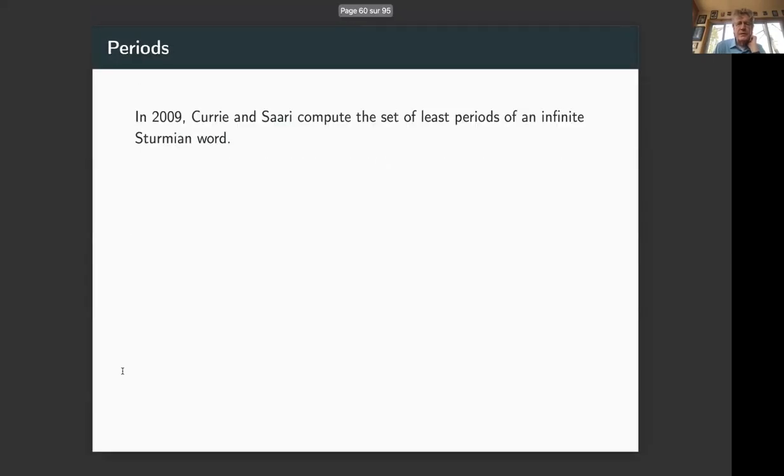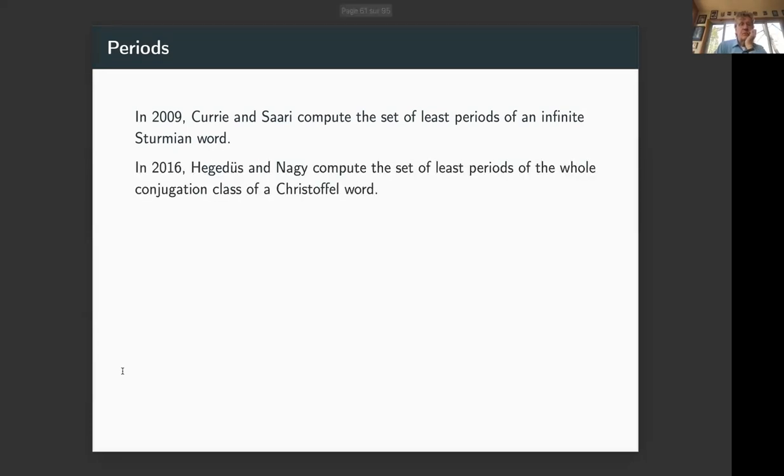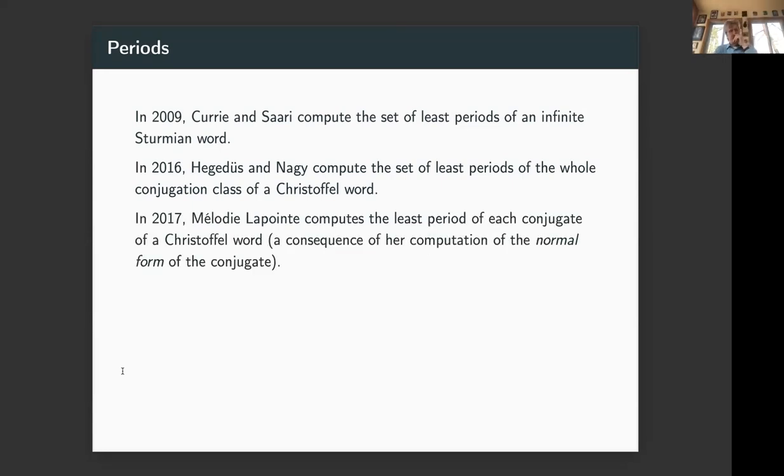Yes, borders have been studied. I recall several results regarding borders or periods. James Currie and Saari computed the set of least periods of an infinite Sturmian word. Work by Hegedüs and Nagy also computed the set of least periods of the whole conjugation class of Christoffel words. And more recently, Mélodie Lapointe computed the least period of each conjugate of a Christoffel word.